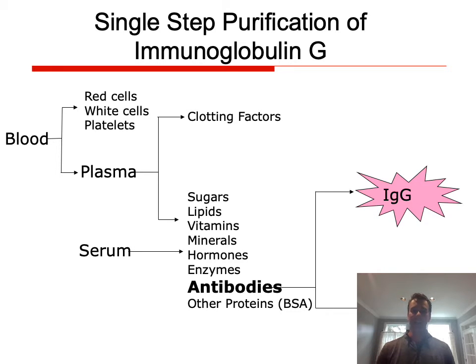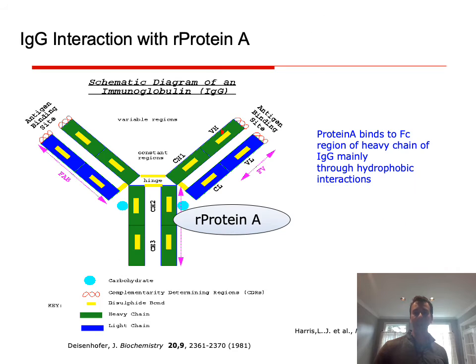A good example of that is immunoglobulin G. So immunoglobulins can be purified from blood. You have some upfront steps where you take your blood and you get plasma from the blood, and then you can clot out the clotting factors to form serum. And if you want to purify the antibodies from that, particularly IgG, you can use affinity chromatography by using a column that has recombinant protein A attached to it. So protein A binds to the constant region of the heavy chain of IgG, mainly through hydrophobic interactions.